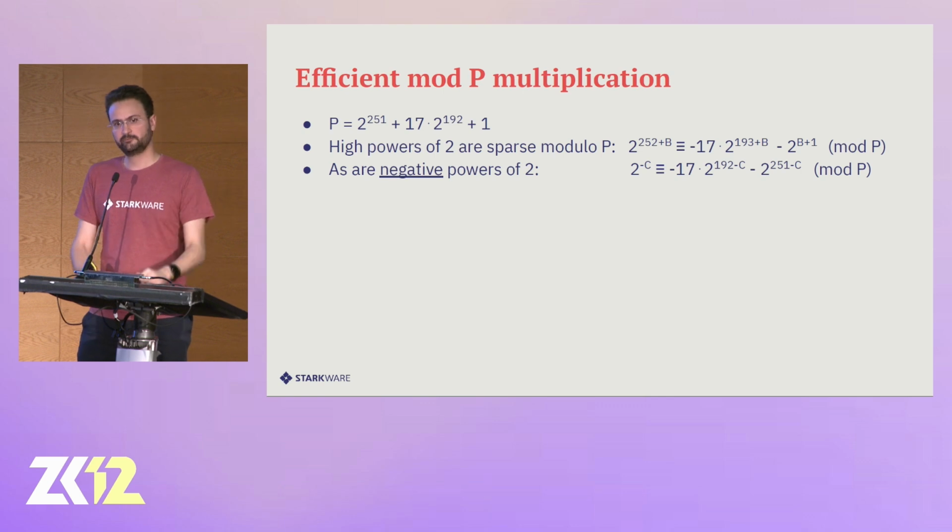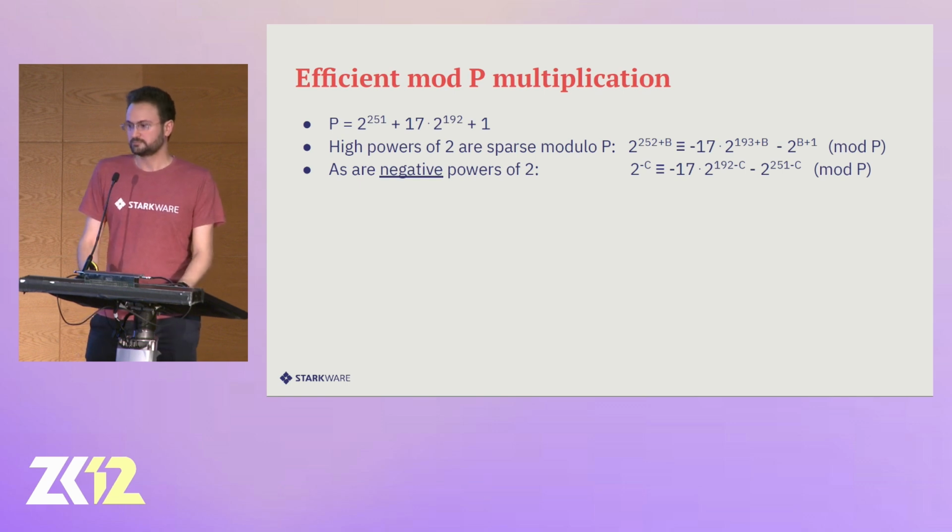And similarly for negative powers, we get from the original definition of P that minus 1 is equivalent to minus 2 to the 251 minus 17 times 2 to the 192. And if we divide this by a power of 2, then dividing 1 by this power of 2 will be the same as dividing the 2 other powers of 2 by powers of 2, and they will remain positive powers of 2 for a small enough c.